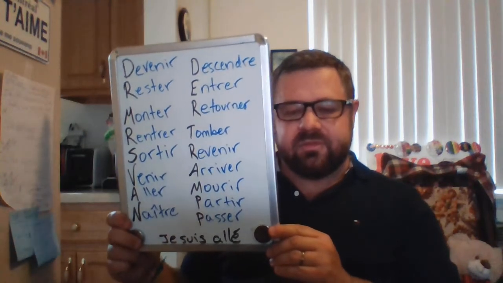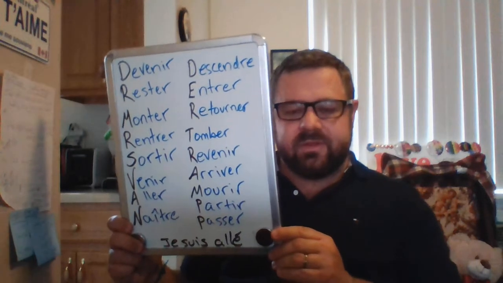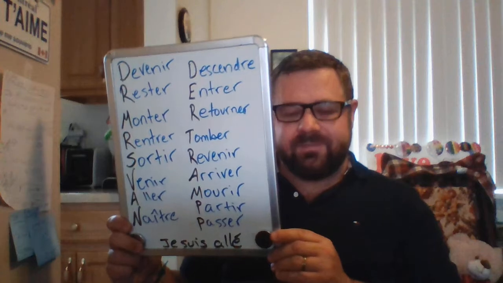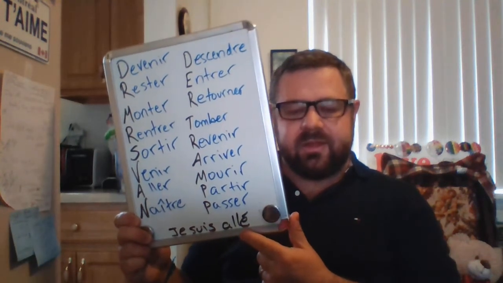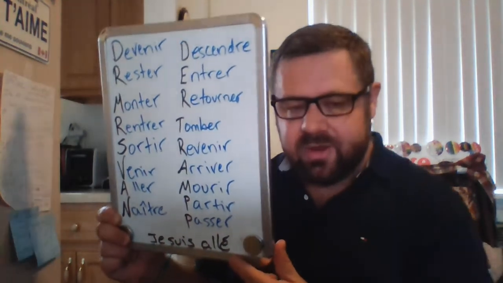Venir, je suis venu. Okay. For all the ones based on venir, devenir, revenir, venir, venu, V-E-N-U, venu. Je suis venu chez toi. Aller, je suis allé en France l'année passée. L'année dernière, je suis allé en France. I went to France last year. It could be I have gone or I went.